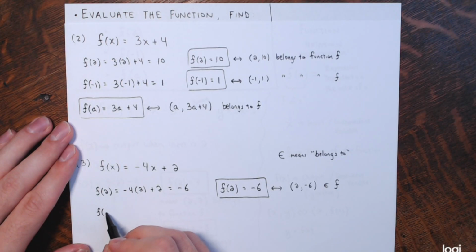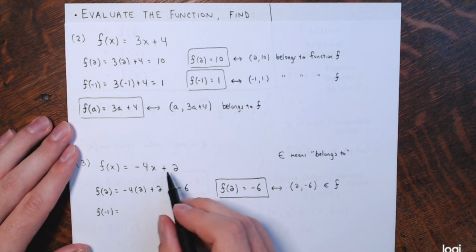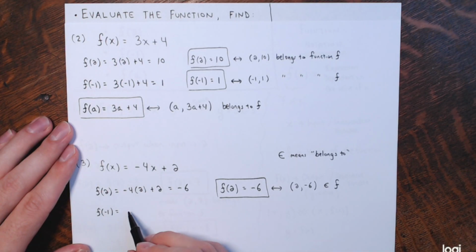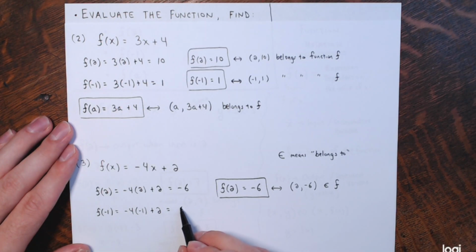What's the value of f at negative 1? Again, just replace all the input variable with negative 1. That'd be negative 4 times negative 1 plus 2. That's 4 plus 2, which is positive 6. So f at negative 1, or f of negative 1, is positive 6. There's the second output we were asked for.